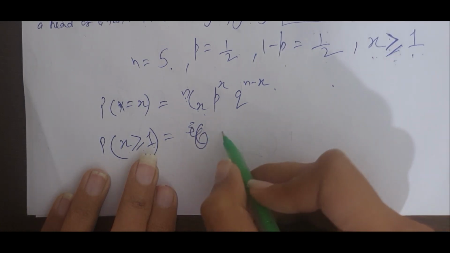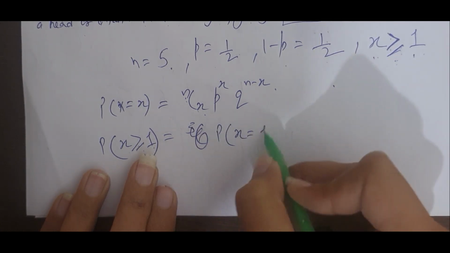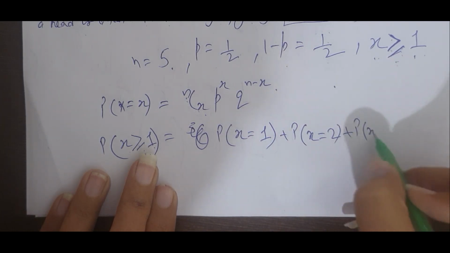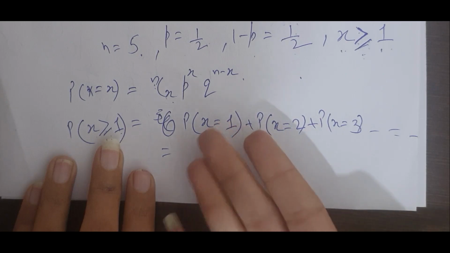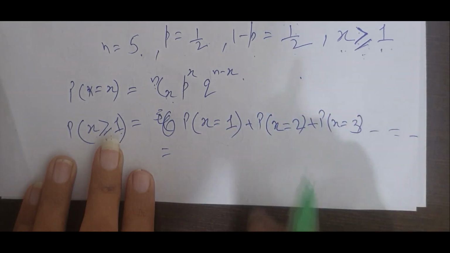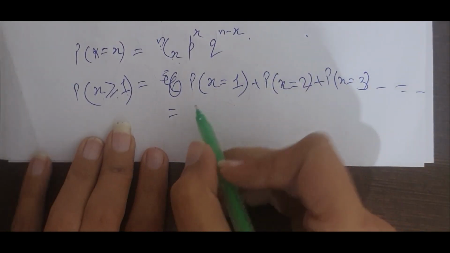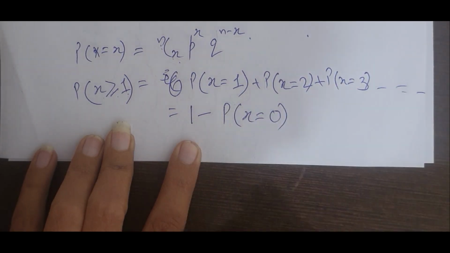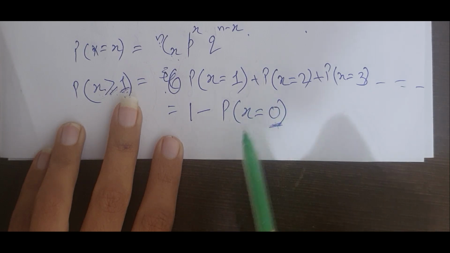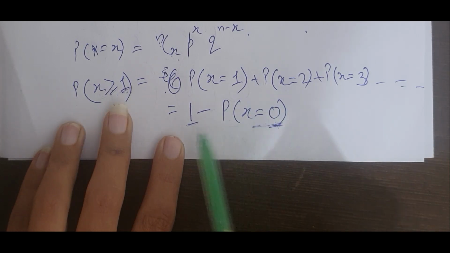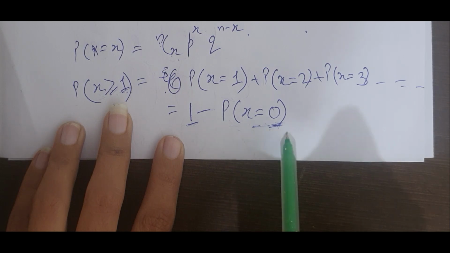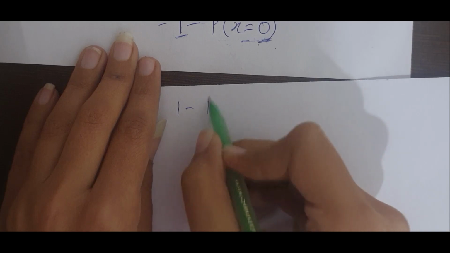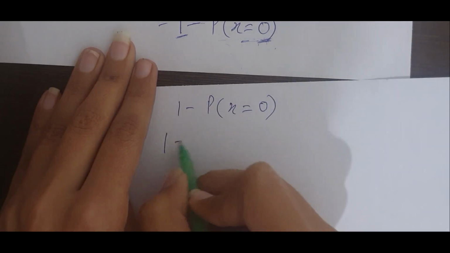So, how many probabilities can be there? x can be equal to 1 plus x can be equal to 2, x can be equal to 3, and so it is not possible to find so many probabilities. So, the solution is 1 minus P(X=0). Before 1, only one case is there, that is x equal to 0. So we subtract that probability from the total probability, then we can find this probability. Now, that is 1 minus P(X=0).